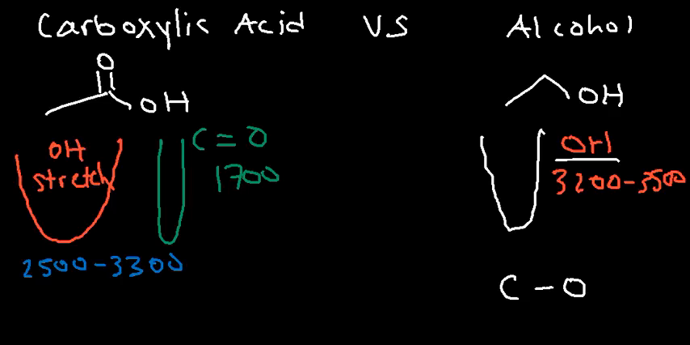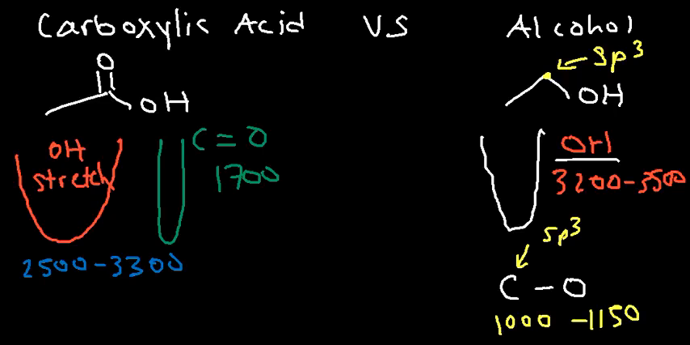All right. The next important signal is the CO stretch. Now, notice that this carbon atom is an sp3 hybridized carbon atom. When you have a CO stretch where the carbon is sp3 hybridized, the signal is around 1000 to 1150. Now, for carboxylic acid, it too has a CO stretch, and this carbon is sp2 hybridized rather than sp3. And so the CO stretch for that is going to be a little bit higher, around 1200 to 1300.